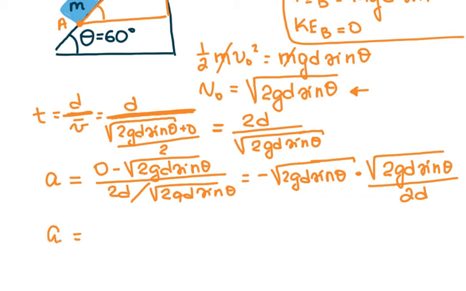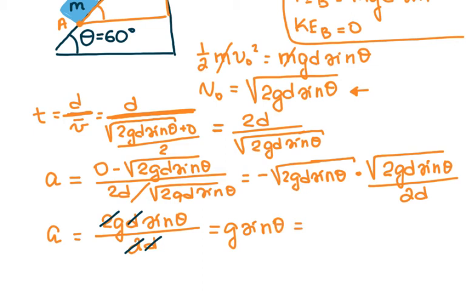So the acceleration is equal to, the square root times the square root cancels, so I have 2gd sine theta divided by 2d. So I see I can cancel 2d's from the numerator and denominator. Then I have g sine theta. And theta is 60 degrees, so I have 10 times sine of 60 degrees. So the acceleration is equal to, and in this case it's going to be negative because it's a deceleration rate, negative 8.7 meters per second squared.